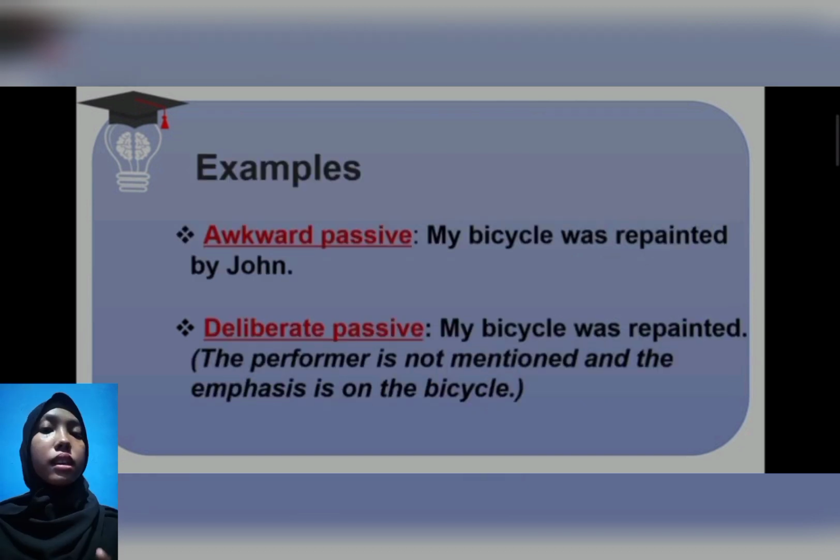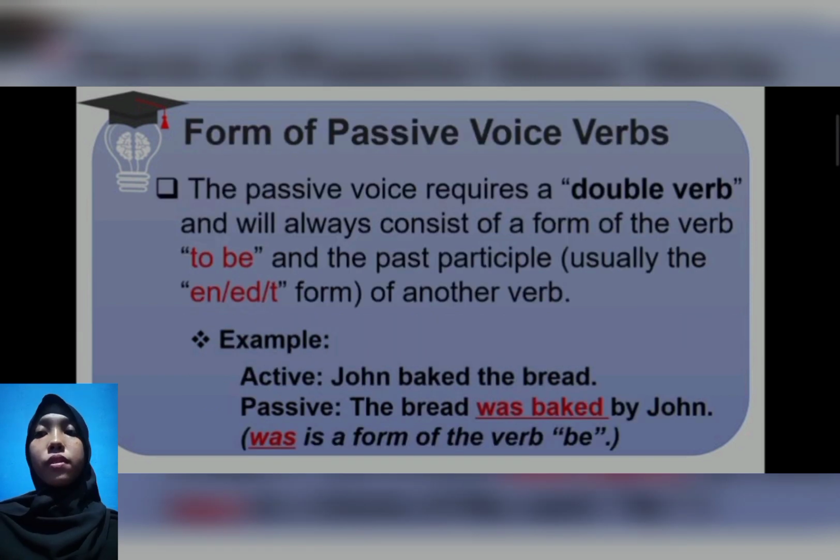And the next examples. Awkward passive: My bicycle was repainted by John. Deliberate passive: My bicycle was repainted. The performer is not mentioned and the emphasis is on the bicycle. Form of passive voice verb.